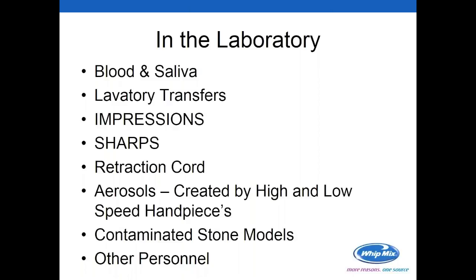Lavatory transfers are everywhere. That's the same problem, and it has to do with unsanitary practices in the restroom. Impressions come in from the doctors that have blood and saliva on them. Sharps in the lab, like I said, laboratory personnel get cut all the time. Retraction cords often come in along with them, because they weren't pulled before the impression was taken. The impression was taken with the retraction cord in place, it was picked up by the impression material, and now it's at the laboratory.